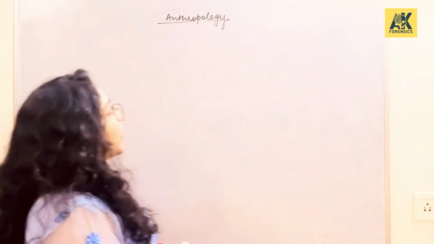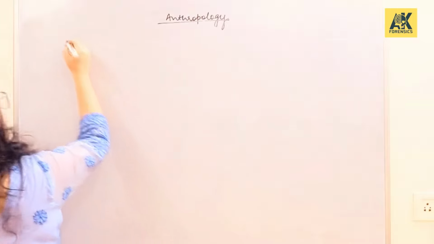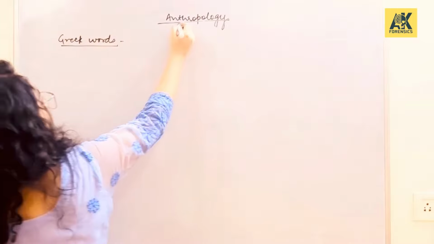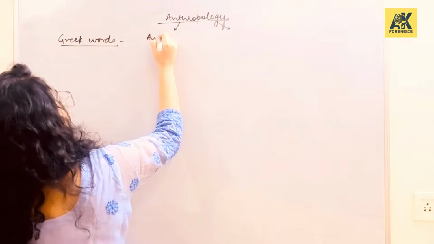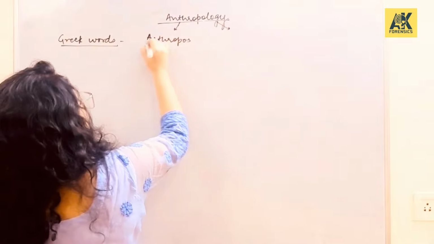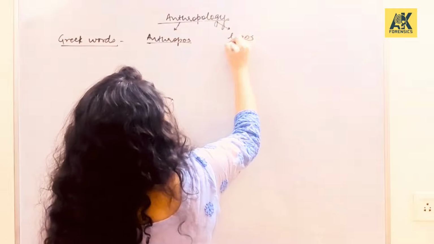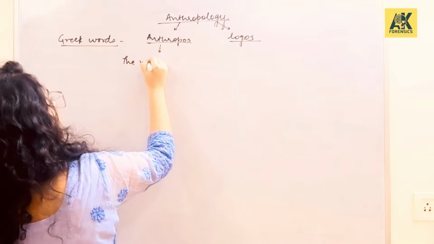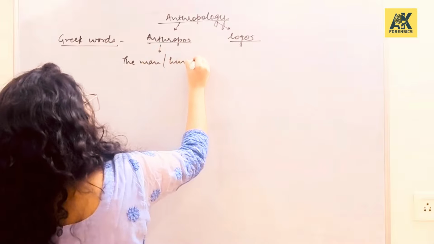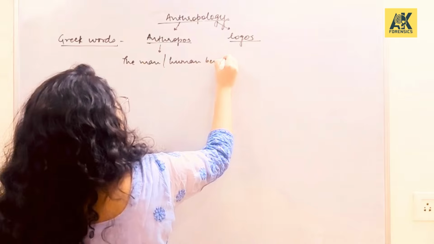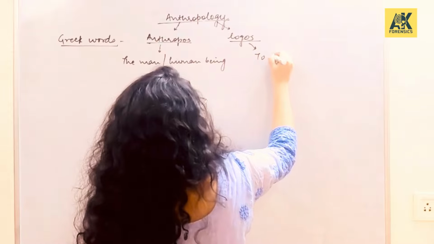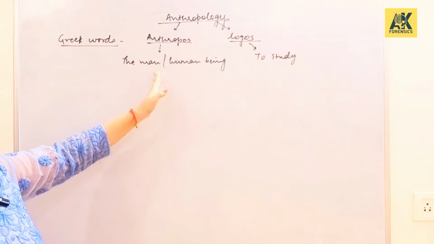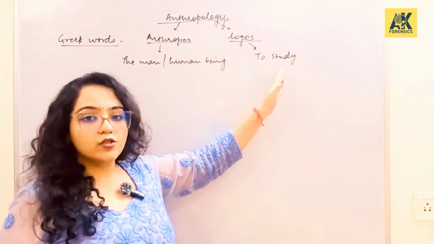So the word anthropology actually came from two Greek words, anthropos and logos. Anthropos actually means the man or the human being, and logos means to study. Anthropos means the man or the human being, and logos means to study.